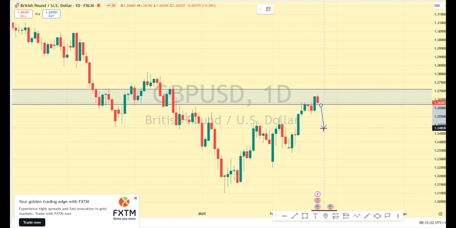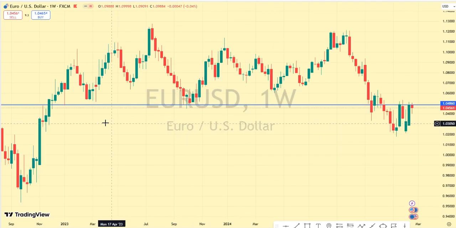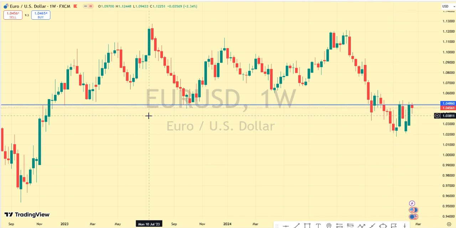We look for price to break below this level, then we'll see a retest back to this resistance before we look for a selling opportunity. For now, we remain neutral until we have a downtrend structure before we look at the selling opportunity for the Great British Pound USD. Euro USD on my weekly chart closed on a resistance level.